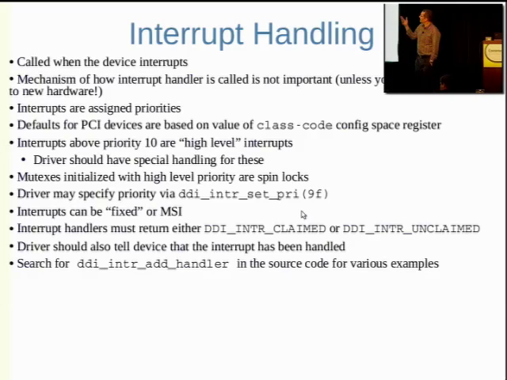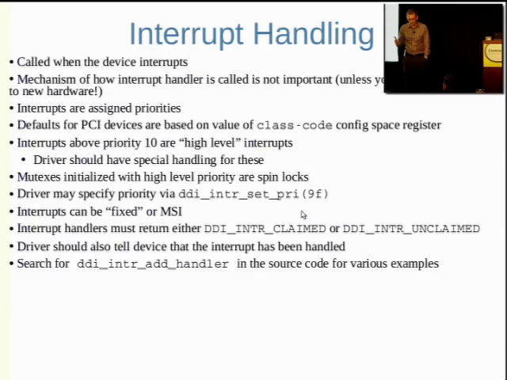All right. Interrupts. Interrupts are assigned priorities. As far as PCI is concerned, the priorities are assigned based on the class code register, so based on the type of device. You can have the driver change the priority. You can specify priority in a configuration file. Interrupts above priority level 10 are called high-level interrupts, and you should have special handling for these. Typically what you do with high-level interrupts is you do the minimal amount of work, and then you trigger a software interrupt. The software interrupt runs at a lower interrupt level. You can also trigger what's called a task queue thread, which doesn't run at interrupt level at all. And to specify or retrieve priority, there are ddi_intr_set_pri and ddi_intr_get_pri.